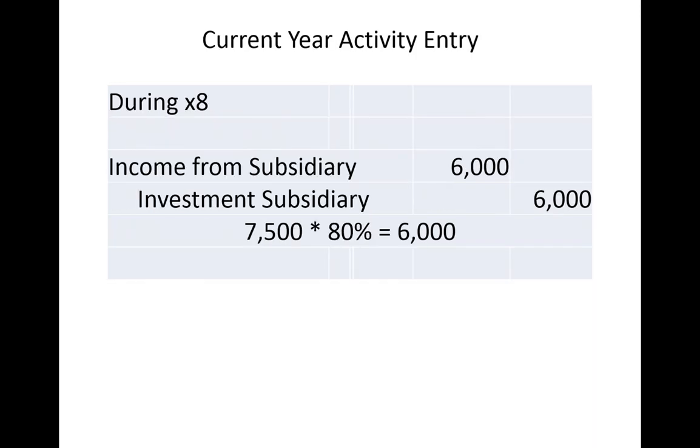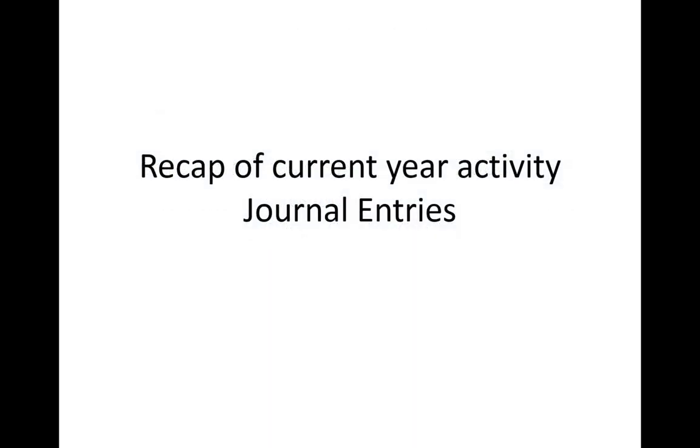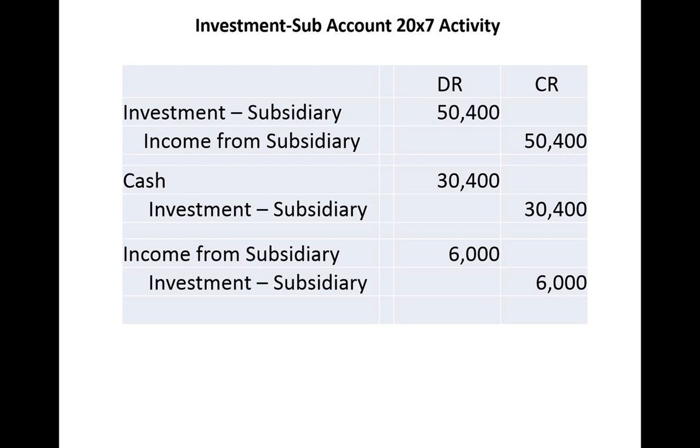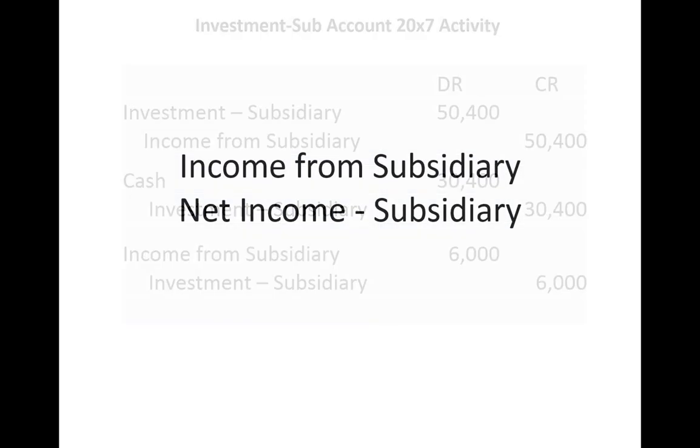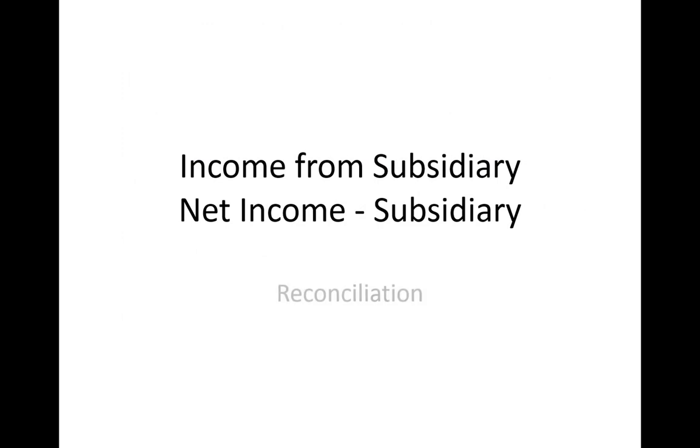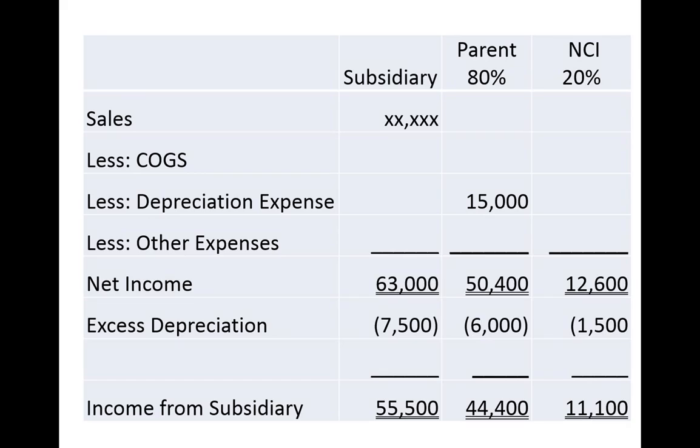So during the year, to do that, we're going to debit income from subsidiary, credit the investment for $7,500 times 80%, and that represents the parent's ownership interest. We recap everything, we get the following, and we can see that in our income reconciliation we increase depreciation expense by $7,500, which in turn reduces income from subsidiary.